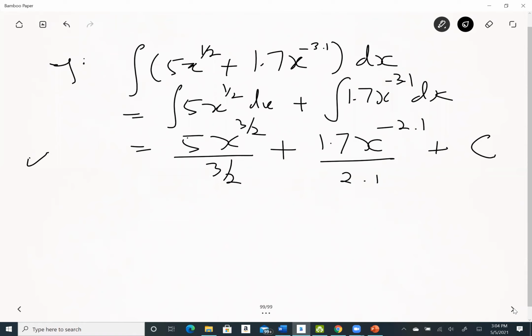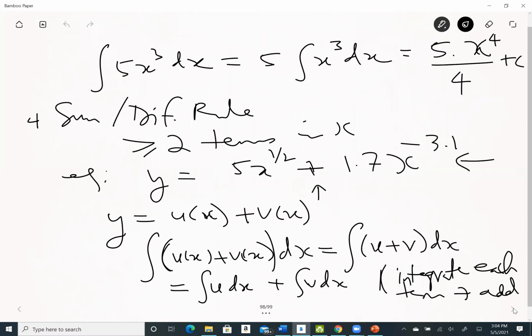Now this rule is also true for subtraction, that means negative. So we go back to the rule. What about if you have, instead of plus, a minus sign there? Everything is applicable. You just put a negative sign, then you do the integral of each of the terms, and then subtract. So that's why you call it the sum and difference rule. The rule applies to both addition and subtraction, similar to the derivative rule.